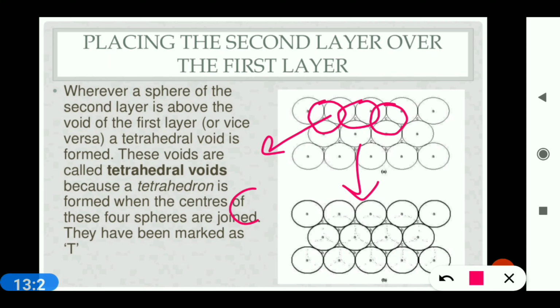You can do it with tennis balls. Take 3 balls, arrange them in this way, and keep the 4th ball above these 3. Then you will get a void inside, which we call the tetrahedral void, because a tetrahedron is formed when the centers of these 4 spheres are joined. They have marked it as T. You can see the T mark here.